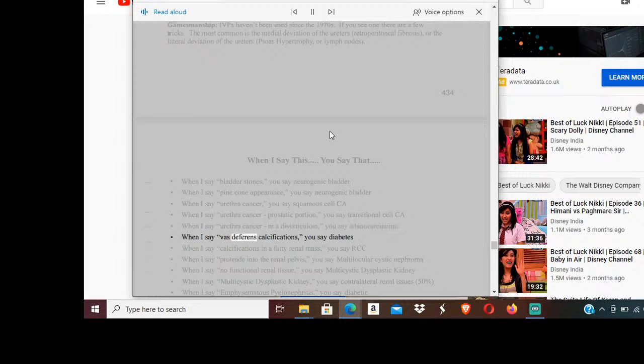When I say vas deferens calcifications, you say diabetes. When I say calcifications in a fatty renal mass, you say RCC. When I say protrude into the renal pelvis, you say multilocular cystic nephroma. When I say no functional renal tissue, you say multicystic dysplastic kidney. When I say multicystic dysplastic kidney, you say contralateral renal issues 50%.